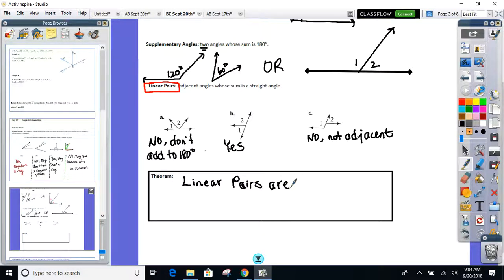What do you know about linear pairs? There's two things you know. One of them is going to be in the theorem. The other one's not. Linear pairs are adjacent. Okay, I'm not going to write that, but they also are supplementary. That's your theorem. Linear pairs are supplementary. A fact in math that can be proven. So it can be proven true that they're supplementary.